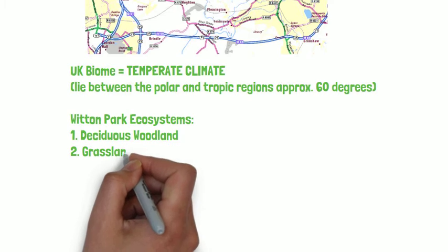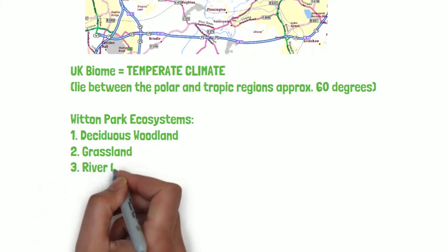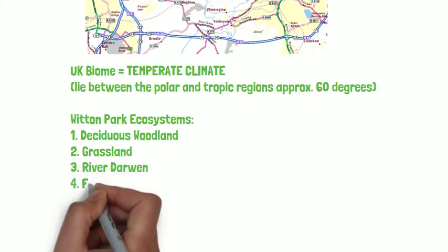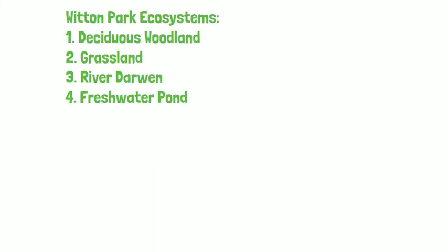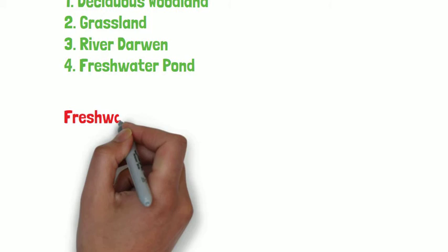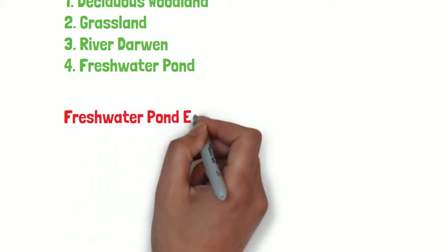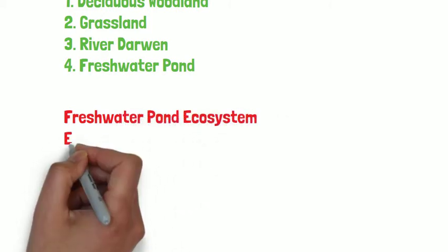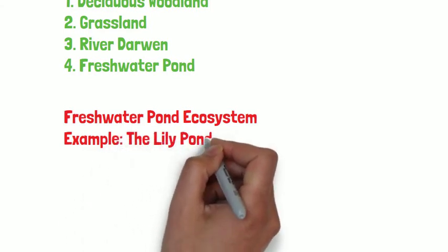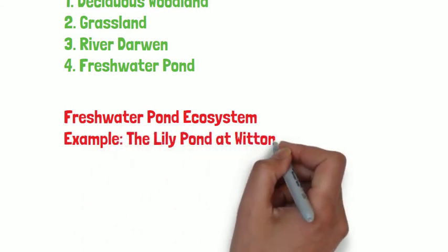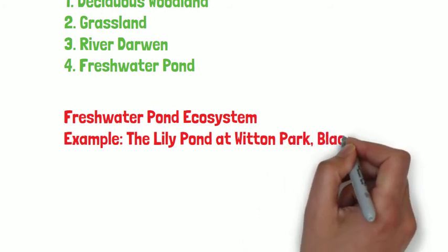So the different local ecosystems that we can find at Witton Park are deciduous woodland, grassland, a freshwater river, which is the River Darwen, and a freshwater pond, which is the Lily Pond. So we're going to have a look at the Lily Pond in a little bit more detail.